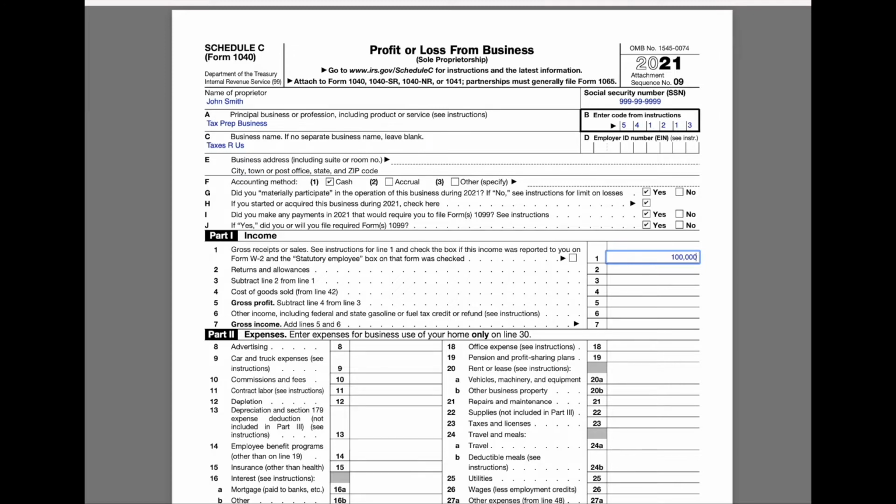Line 2, returns and allowances. Here you would report your sales and returns allowances as a positive number. A sales return would be a refund that you gave a customer who returned defective, damaged, or unwanted products, whereas a sales allowance is simply a reduction in the selling price in lieu of cash or credit refund. In this example, we didn't have any. Line 3 would be the calculation of total income.